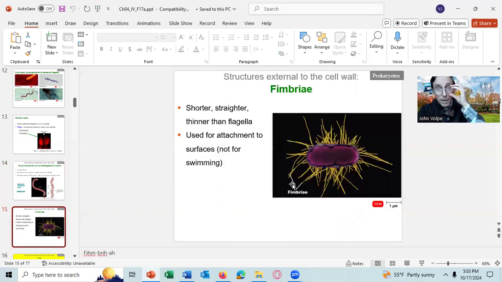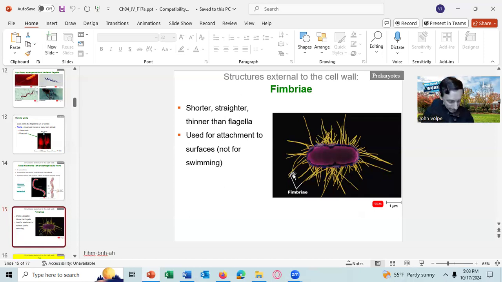All right, let's talk about fimbriae. Fimbriae are shorter, straighter, and thinner than flagella. Here's a cell with multiple yellow fimbriae. Fimbriae are used for attachment to something. The cell, if it's on something, can attach to it with these fimbriae attached to the surface. And they are important, like on human pathogens. The fimbriae allow the human pathogen to attach to human cells. Fimbriae are not used for swimming, so the cell cannot use it for locomotion.